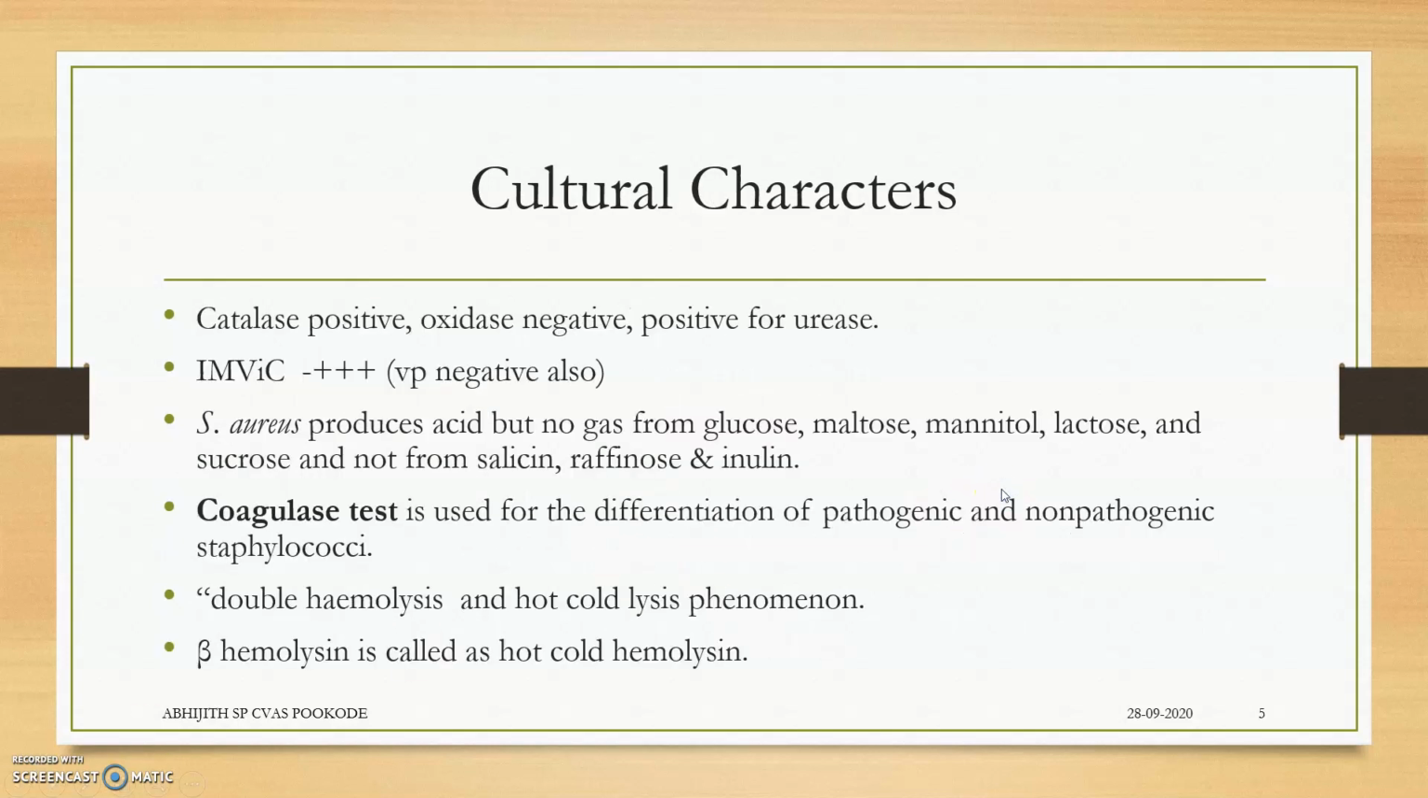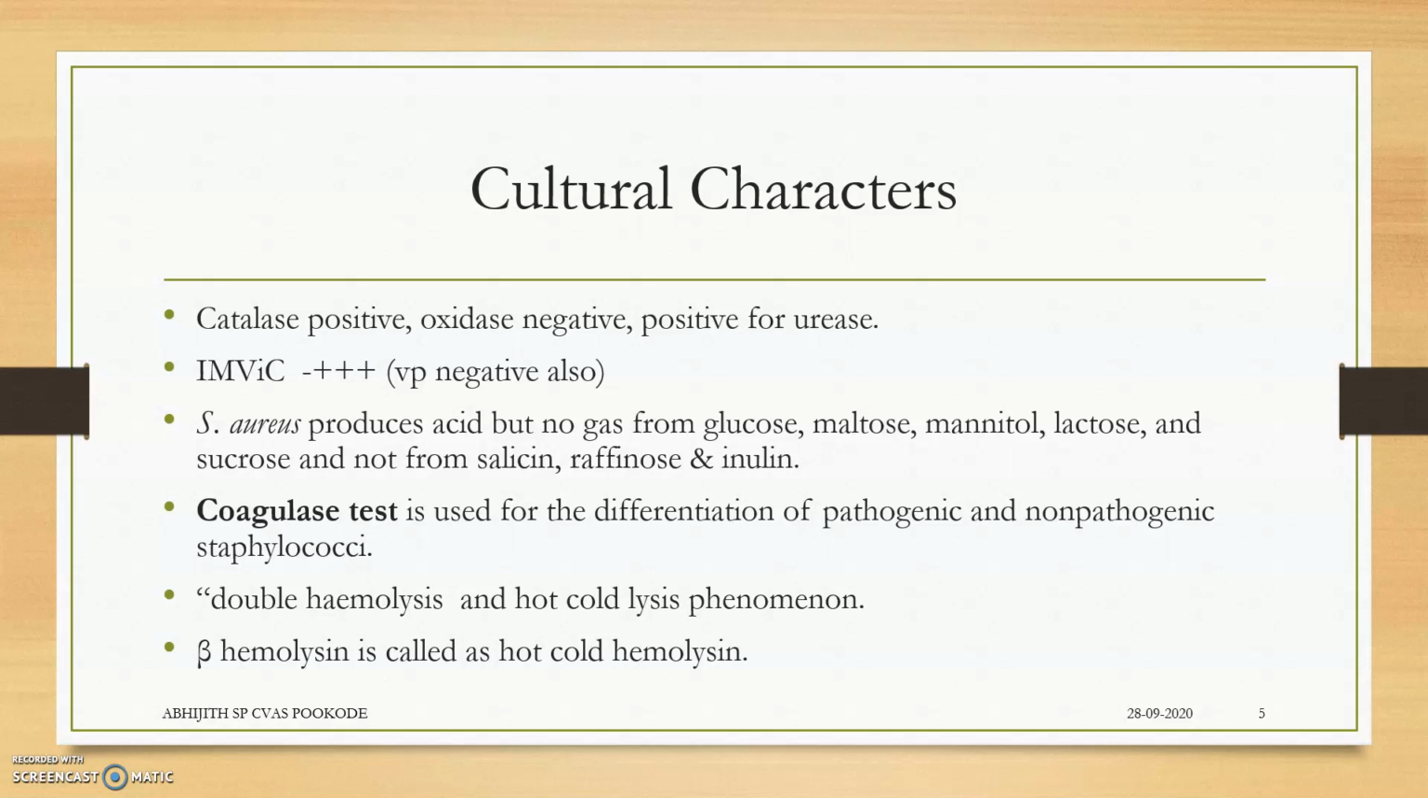Now moving to the biochemical characters, they are catalase positive, oxidase negative and positive for urease. For remembering the catalase test, the oxidase test and other tests, you can see my video on these tests. I'll give the link below. Now IMViC: indole negative, methyl red positive, Voges-Proskauer positive, citrate positive. Sometimes some strains also behave as Voges-Proskauer negative.